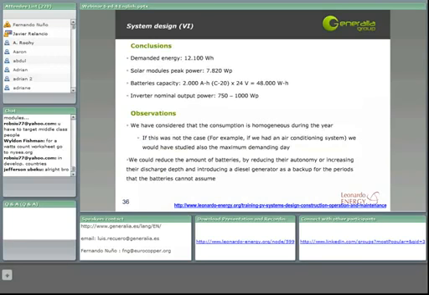Anyway, we have to take into account the following observations about the design that we have done in this example. First, we have to consider that the consumption is homogeneous during the year, which is not a normal situation. Normally, we have to study the worst period of the year, but we can use a diesel generator as a backup during those days.